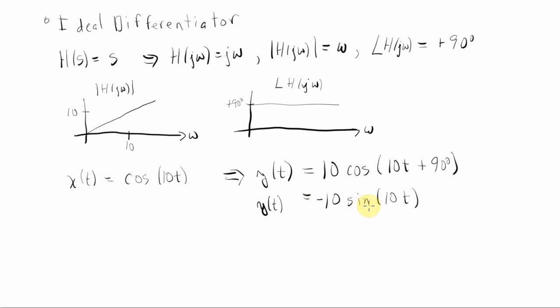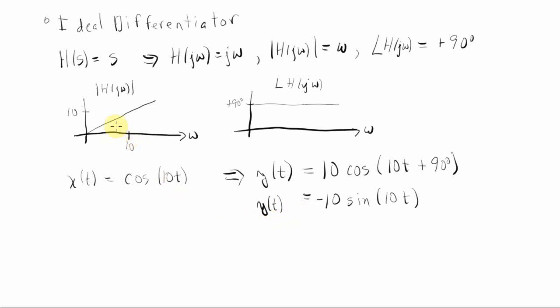Again, this is a differentiator. We got this result by actually finding the magnitude response at omega equal 10 and the phase response at omega equal 10. But another way to find the output of this system is just to take the derivative of the input. The derivative of cosine 10t, pull out the omega part, would be 10. The derivative of cosine is minus sine, and we directly get this result.